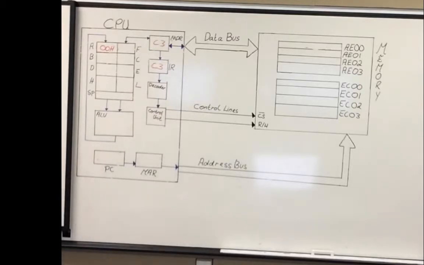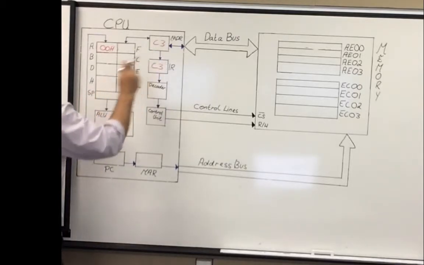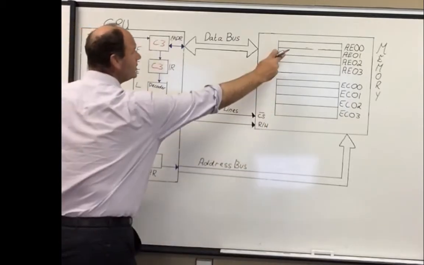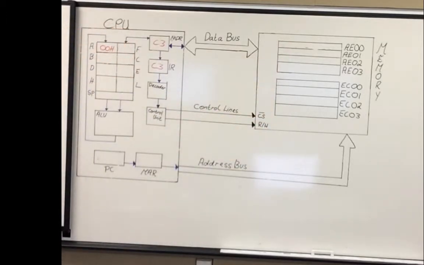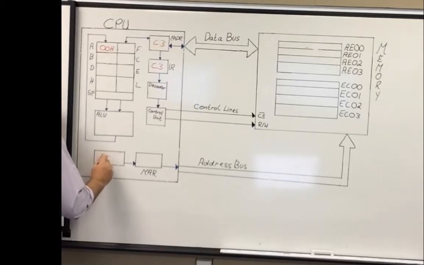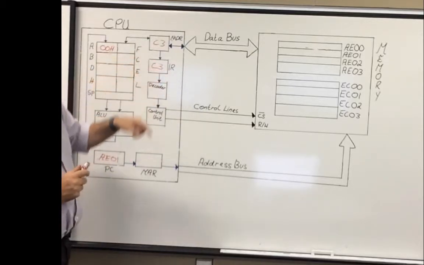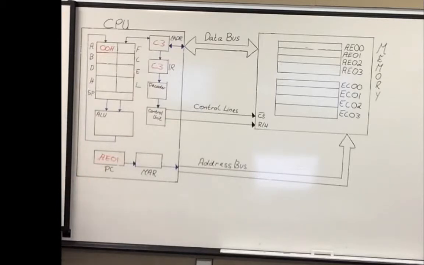Once the instruction is in the instruction register, the program counter will go and point to the next instruction in the line. So in this case, it could be AE01, and that will be sent at the start of the next cycle. Once the instruction is in the instruction register, that is deemed the end of the fetch part of the fetch and execute.